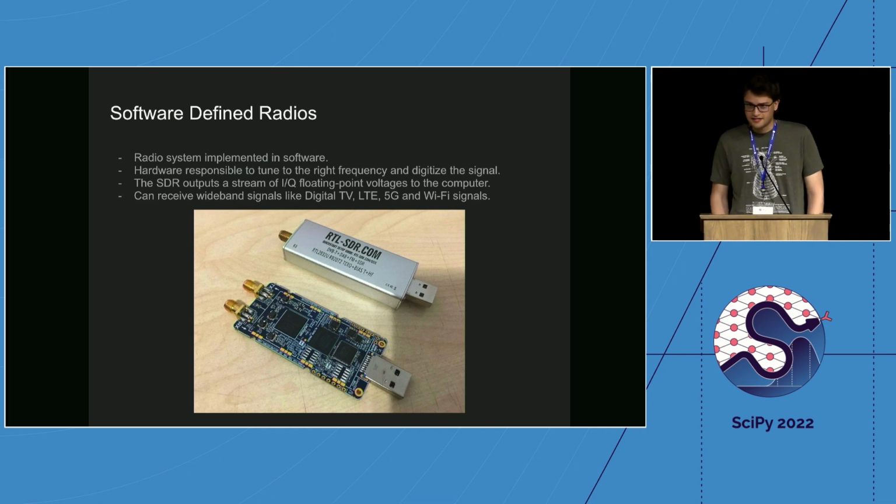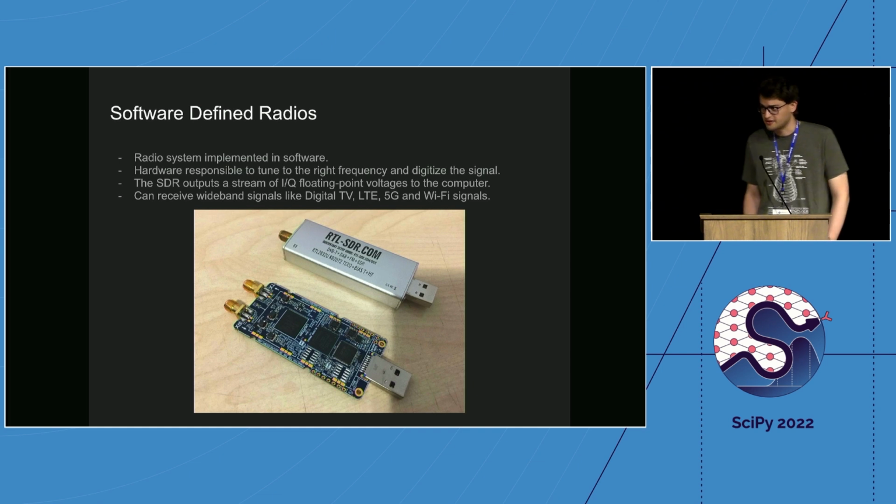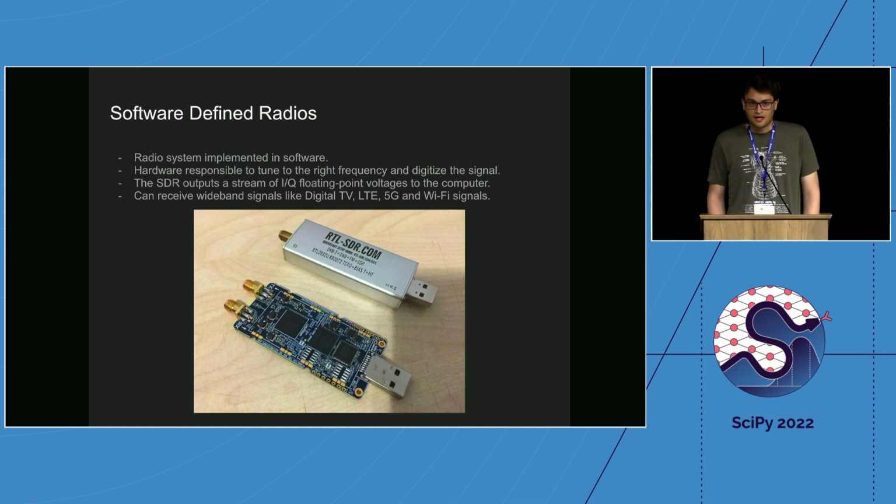So SDR is basically a USB stick that will receive radio waves from a couple of megahertz all the way up to 5 gigahertz or something, depends on the hardware. And what it does is digitize these electromagnetic waves into a digital signal that you can process later on. It's different from traditional radios because it does most of the digital signal processing internally with FPGAs and on your computer using DSP. So it's quite useful. You can do a lot of things with it.